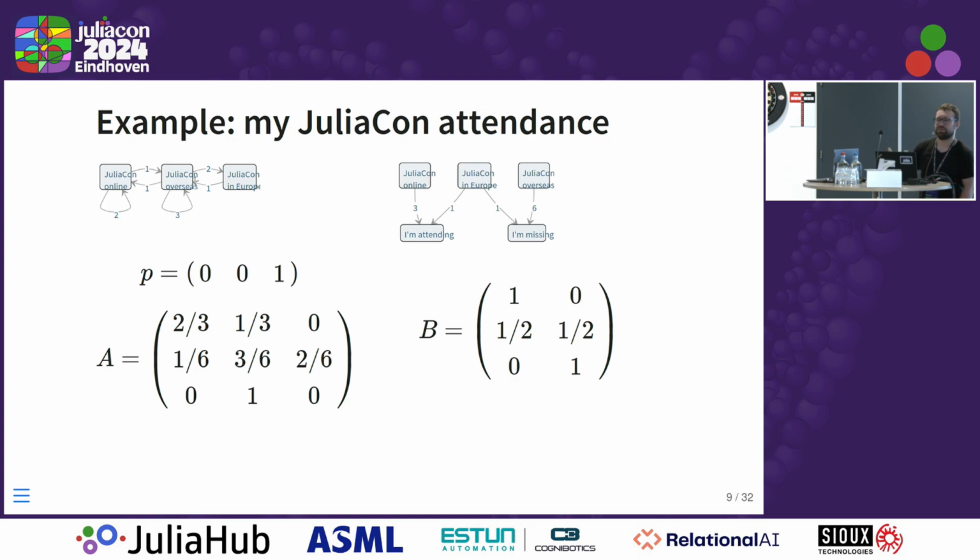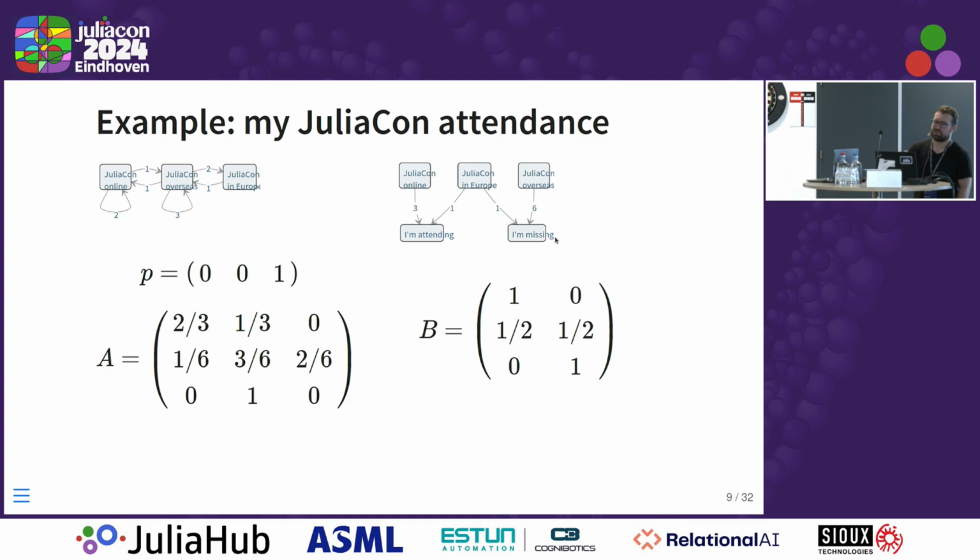So this would be a state space. But imagine you're not very tuned into the Julia community. For instance, you're my mom. And the only thing my mom knows is whether I'm attending or missing the conference. She doesn't know where it takes place, but she sees me come and go and thinks, okay, he's going to the conference or he's missing it this year. So this would be the observation, whether I'm attending JuliaCon or whether I'm missing it.